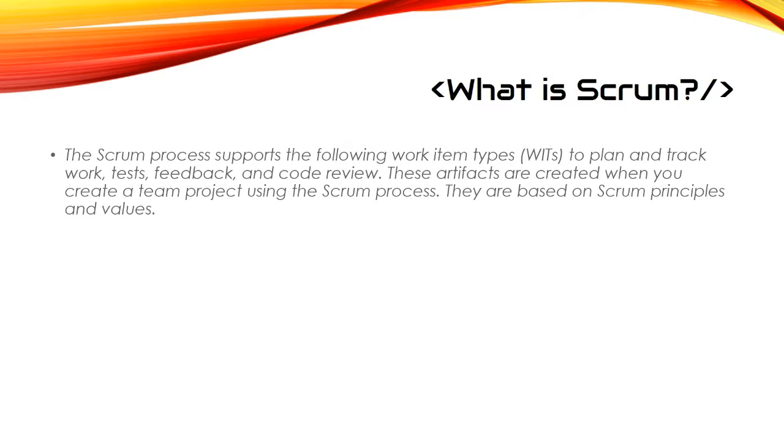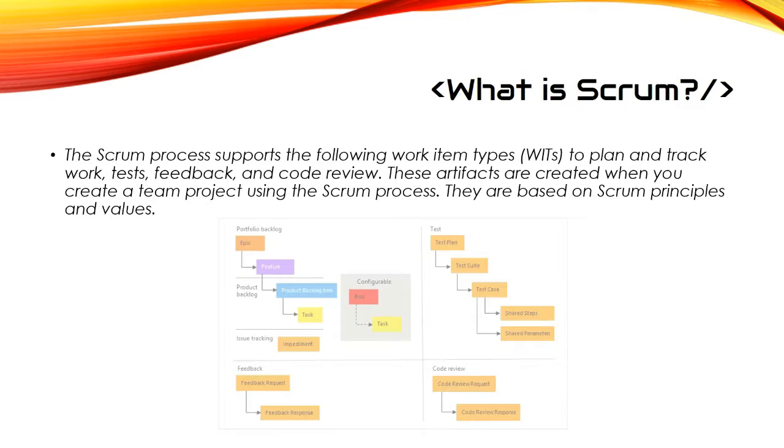What is Scrum? The Scrum process supports the following work item types to plan and track work, tests, feedback, and code review. These artifacts are created when you create a team project using the Scrum process. They are based on Scrum principles and values. So I'm going to talk about this for a little bit. So these are the work item types you have within Scrum.